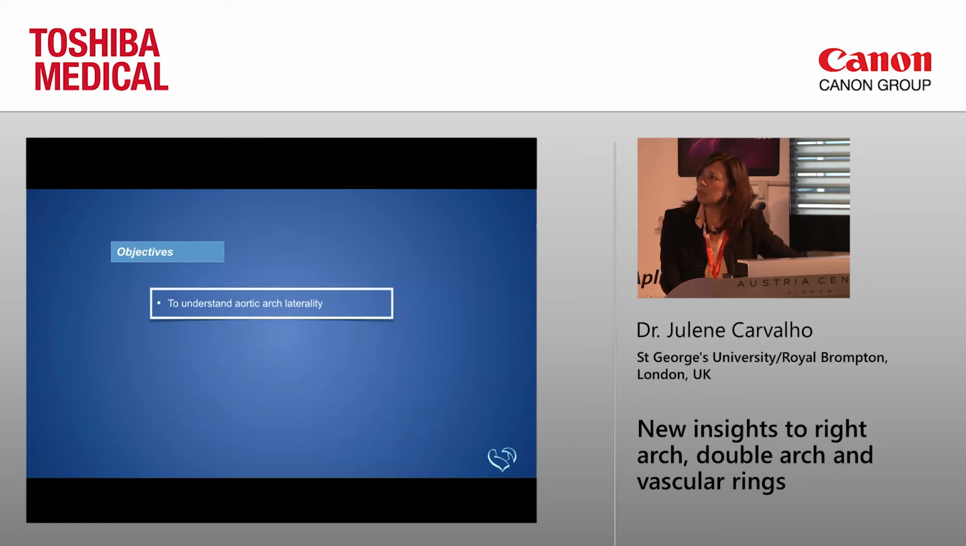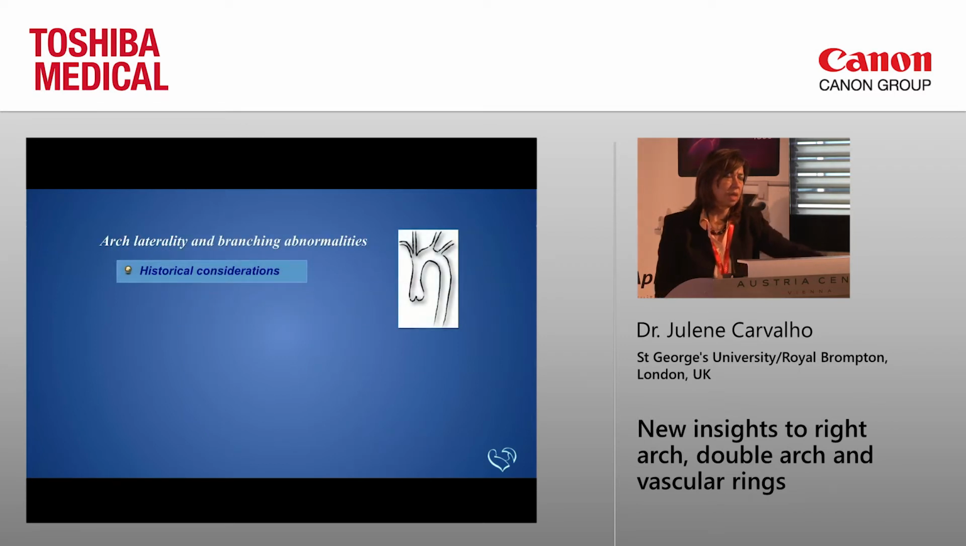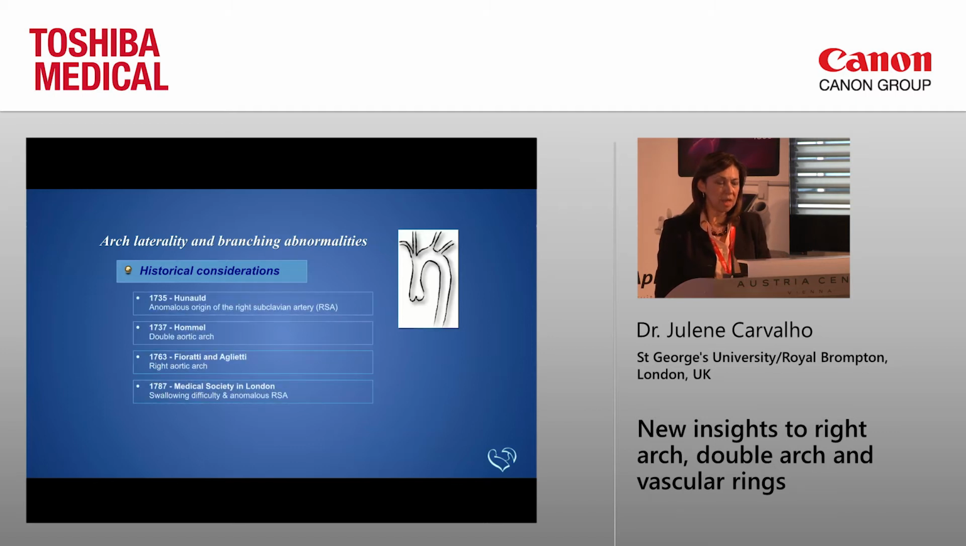So if I start with what is aortic arch laterality, laterality is very important. The fetus starts from the side to determine right and left, and we're all hearing right and left aortic arch. Just a little bit of background, because these are not completely new insights, but maybe with fetal scanning we are understanding more about vascular rings. The descriptions of anomalous right subclavian arteries, double aortic arch, and right aortic arch date from the 1700s, a long time ago.